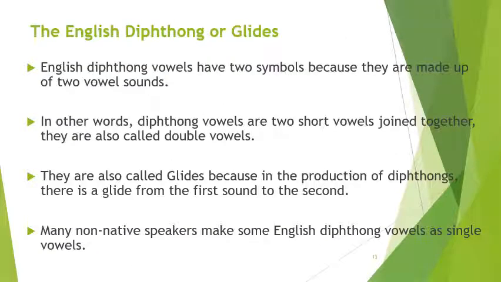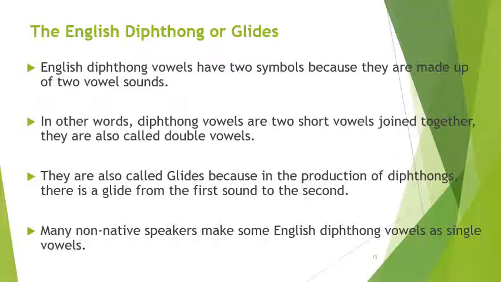And now the English diphthongs or glides. They are called diphthongs or glides. English diphthong vowels have 2 symbols because they are made up of 2 vowel sounds. Remember, in our previous discussion, we said that English vowels are divided into monophthongs and diphthongs. Monophthongs are made up of only 1 sound, and they can be long or short, while a diphthong is a combination of 2 vowel sounds pronounced as one.